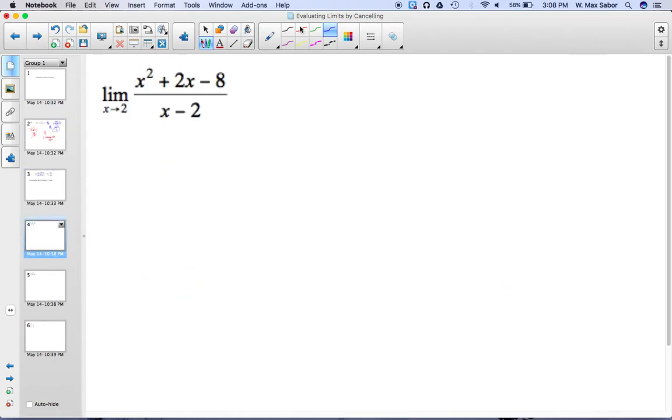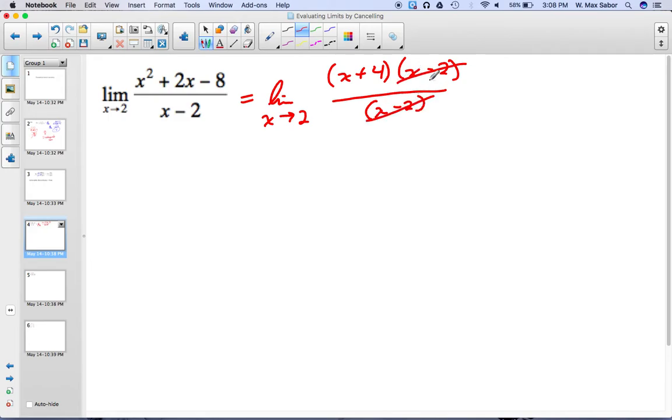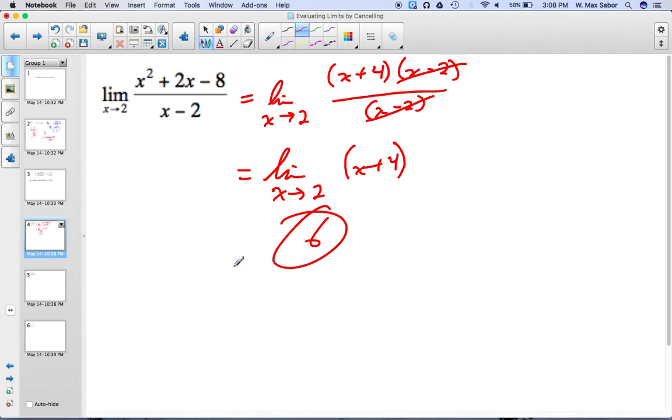So let's do this with a few other examples. First, when we plug in 2, we get 0 over 0, so it's indeterminate form. So we can factor the numerator and denominator: x plus 4, x minus 2, x minus 2. Cancel those, and we get this is equal to the limit as x approaches 2 of x plus 4. And substituting in 2 gives us 6. So that's the limit.